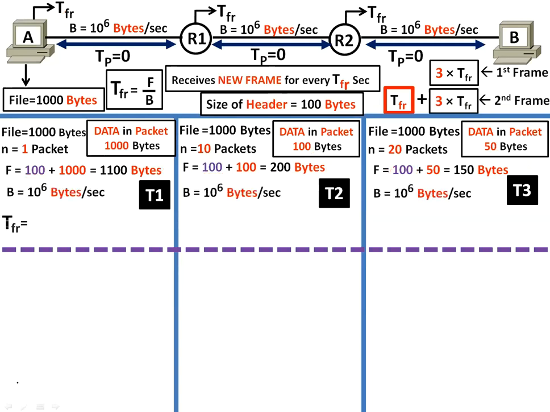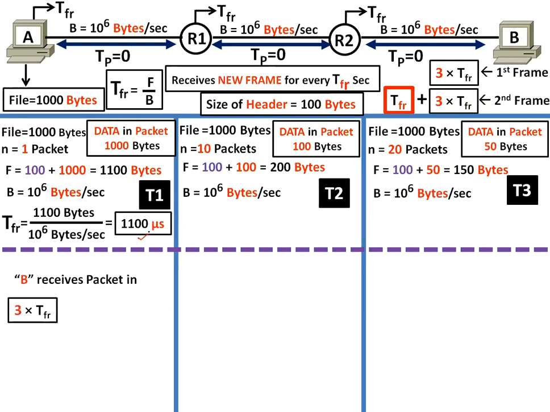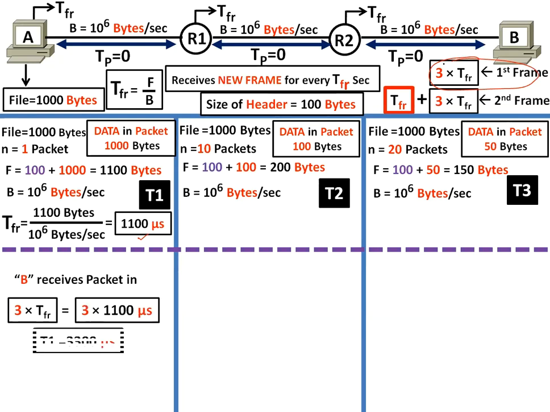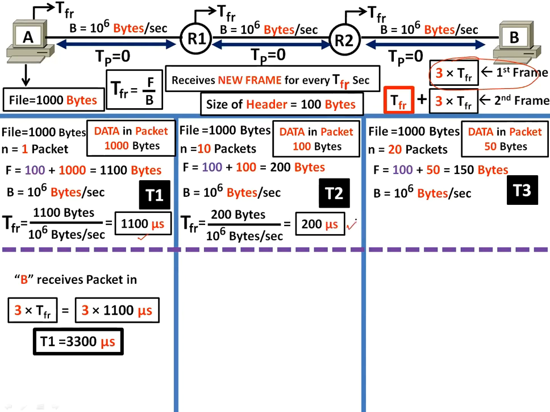Bandwidth is given. So TFR is equal to F by B, 1100 microseconds. So B receives the packet in 3 TFR time, you understood, because it's only the first frame, that is for only one packet. So T1 is 3300, whereas here TFR will be 200 microseconds.